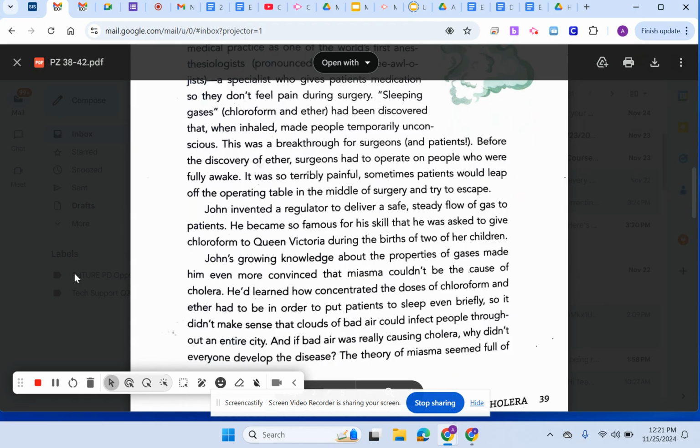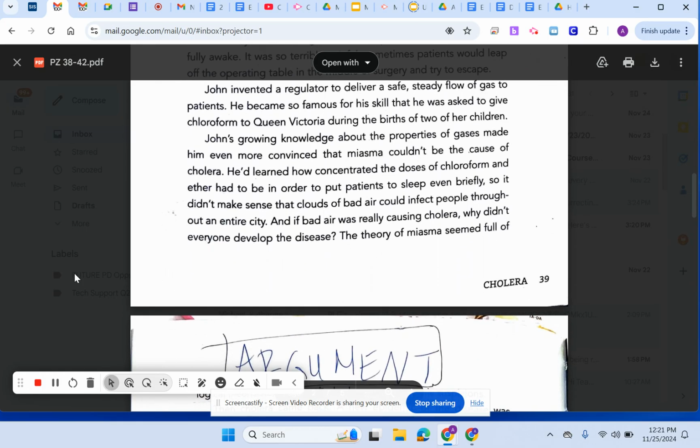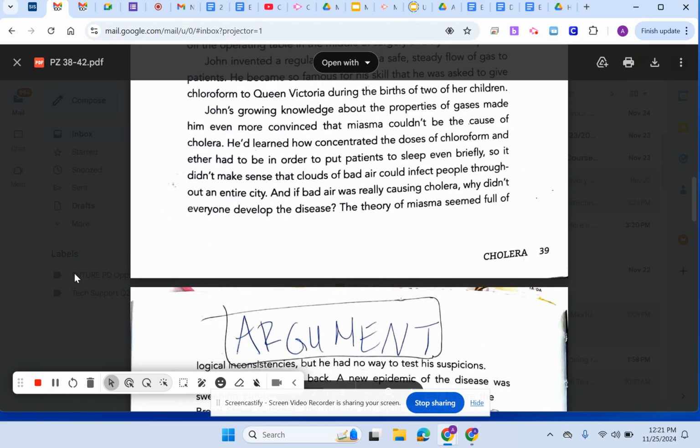Sleeping gases, chloroform and ether, had been discovered that, when inhaled, made people temporarily unconscious. This was a breakthrough for surgeons and patients. Before the discovery of ether, surgeons had to operate on people who were fully awake. It was so terribly painful, sometimes patients would leap off the operating table in the middle of surgery and try to escape. John invented a regulator to deliver a safe, steady flow of gas to patients. He became so famous for his skill that he was asked to give chloroform to Queen Victoria during the births of 2 of her children.